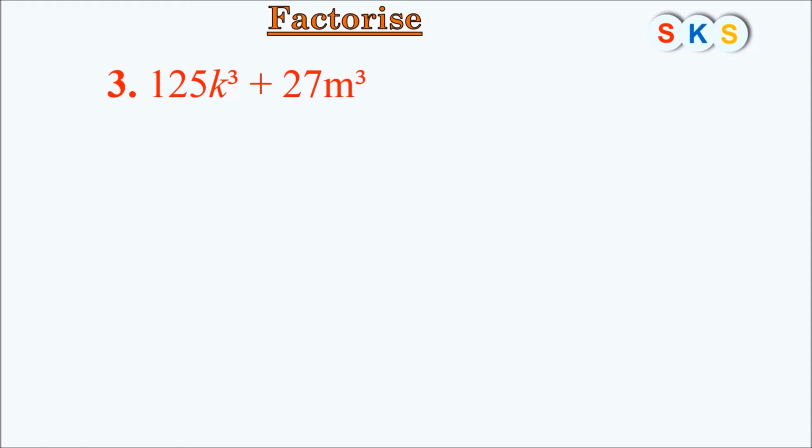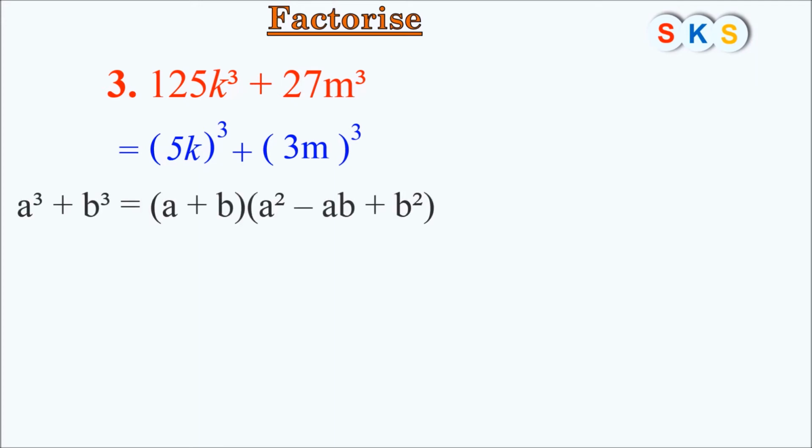So let's see over here. We will get here 5k the whole cube plus 3m the whole cube. And you can see that this question is converted in the form of a cube plus b cube. So we will use the formula of a cube plus b cube. And you can see that the formula for a cube plus b cube is a plus b into a square minus ab plus b square.